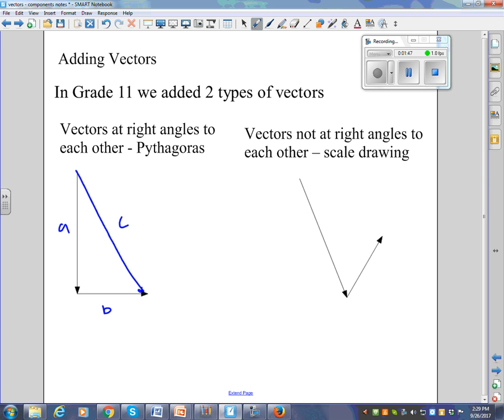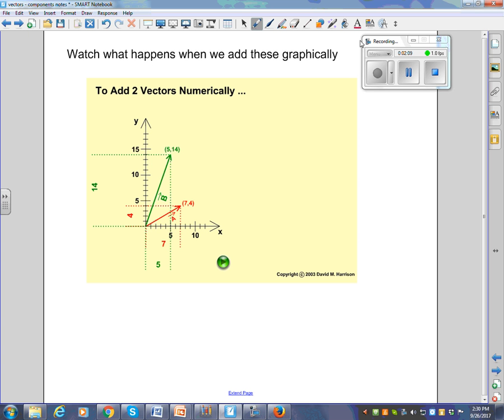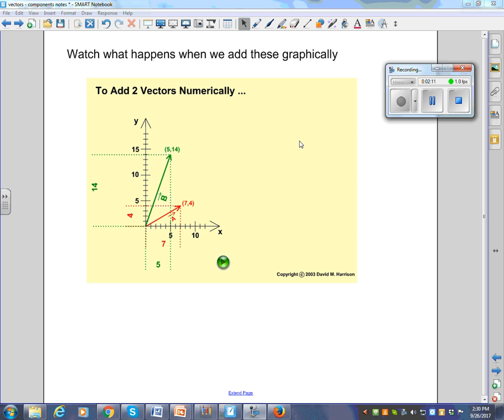Probably. Very evil. Okay, then we also did vectors not at right angles to each other, and you had to use a ruler and a protractor. And sometimes we were a little bit off, but for the most part, you guys did pretty good. Okay, so I'm going to take that off the table and show you a more mathematical way to do it. And I've been laying the foundations for this in grade 11, you just haven't realized it. Watch and see what happens here. Don't freak out.